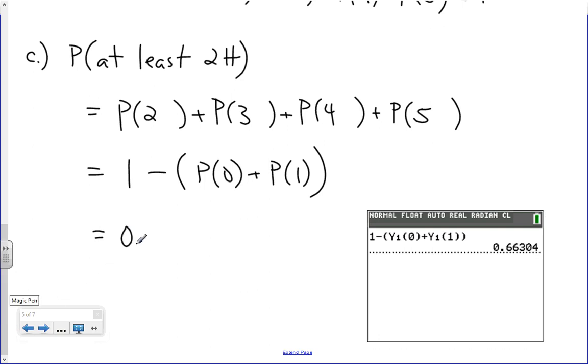So let's write that down, 0.66304. There's the probability of at least 2 heads as a result. That right there is the end of section 14-7.